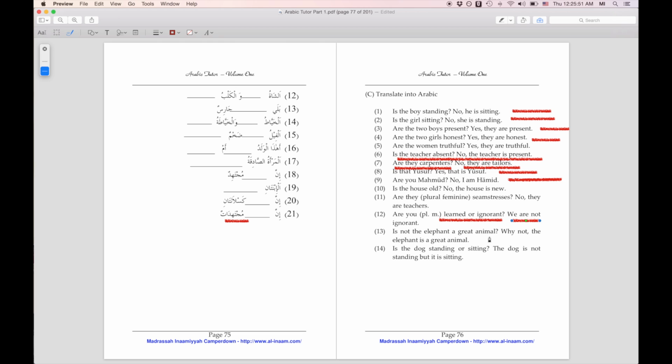Number 13. Is not the elephant a great animal? أليس الفيل حيوان عظيم؟ Why not? بلى. The elephant is a great animal. بلى. الفيل حيوان عظيم. Is the dog standing or sitting? هل الكلب جالس أم قائم؟ Answer: the dog is not standing, but it is sitting. ليس الكلب بقائم بل هو جالس.